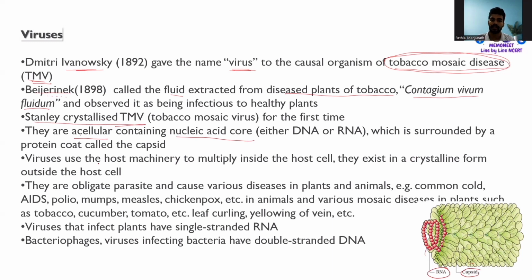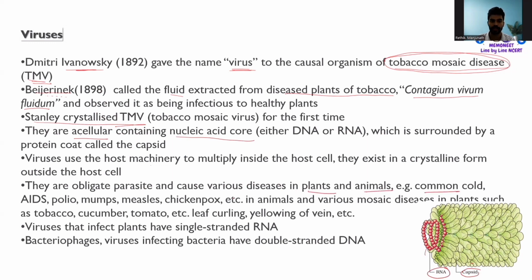So viruses use the host machinery to multiply inside the host cells. That is their mode of reproduction: they take up the host body to multiply, and they multiply inside the host cell. And they normally exist as a crystalline form outside the host cell. That is, inactive form outside the host cell and active form inside the host cell. So they are basically obligate parasites and cause various diseases in both plants as well as animals.